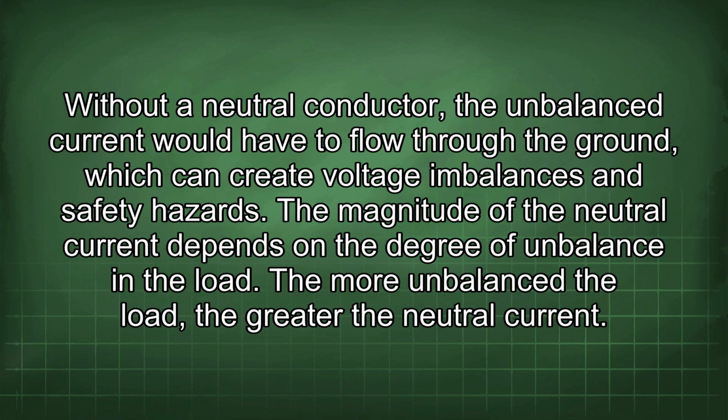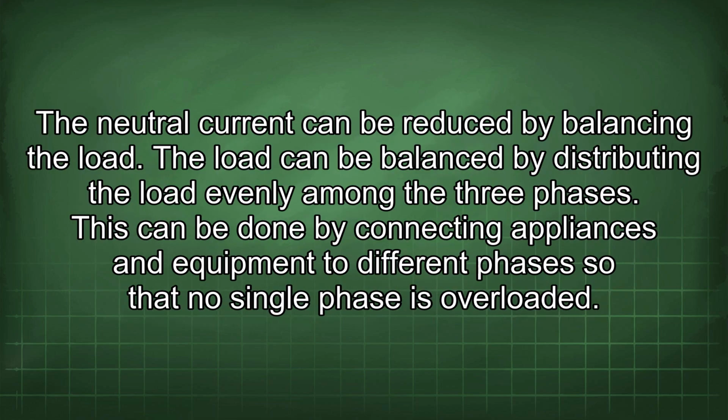The magnitude of the neutral current depends on the degree of unbalance in the load. The more unbalanced the load, the greater the neutral current. The neutral current can be reduced by balancing the load. The load can be balanced by distributing the load evenly among the three phases. This can be done by connecting appliances and equipment to different phases so that no single phase is overloaded.